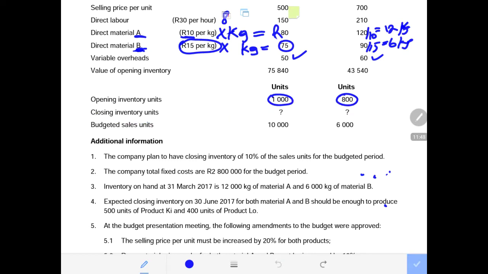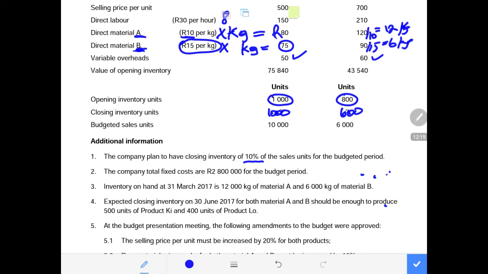The company plans to have closing inventory of 10% of the sales units for the budgeted period. And here is our budgeted sales units for this period that we are busy with, and we are told that 10% of that is the closing inventory, meaning for the 10,000 we'll have 1,000, and for the 6,000 we'll have 600 as our closing inventory. So the closing inventory question has been answered.